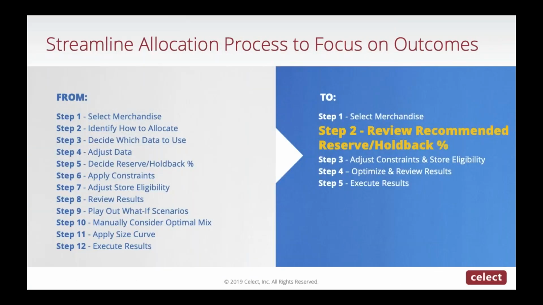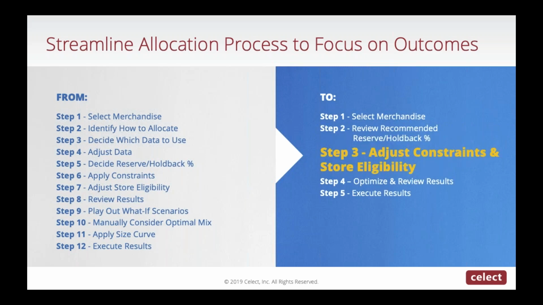Okay, so next step in the process, adjusting constraints and store eligibility. Store eligibility is pretty simple, right? Some stores or groups may be the only ones that have a fixture for certain types of products, as an example. Some customers, only certain stores carry shoes, as an example, or only certain stores carry accessories. Whatever that is, whether it's eligibility or required stores, that's an input to the allocation system.